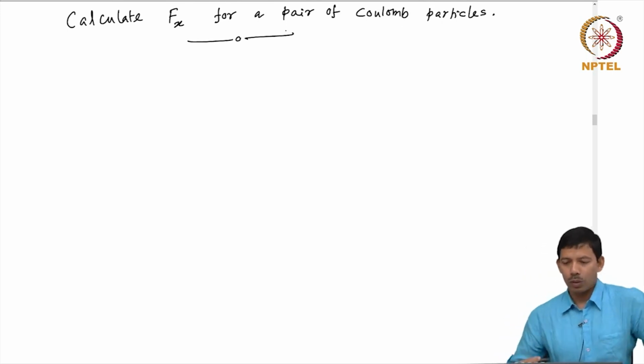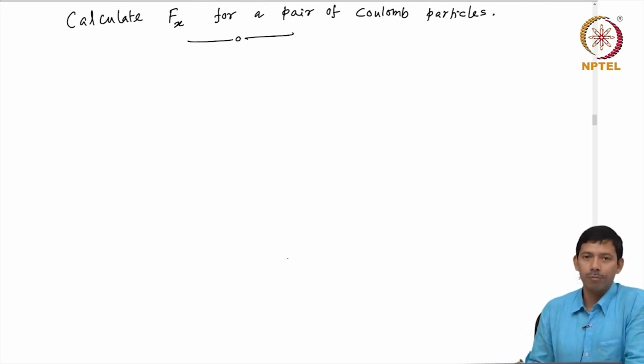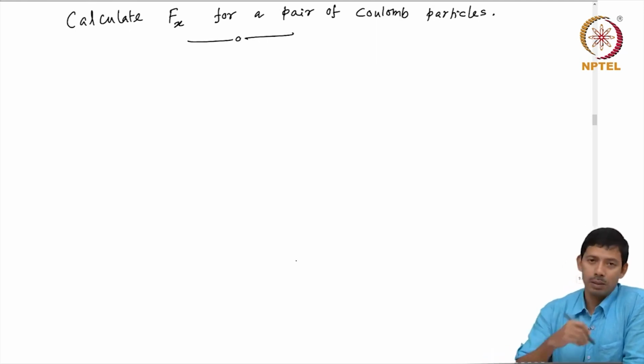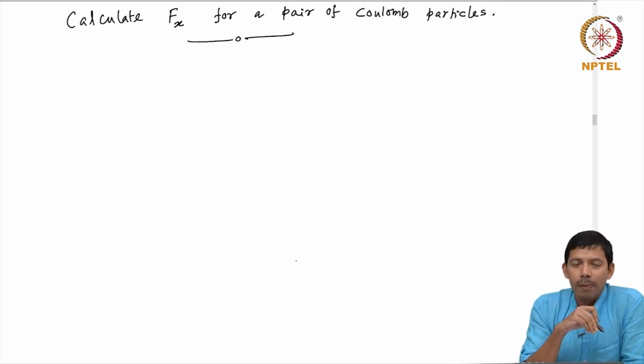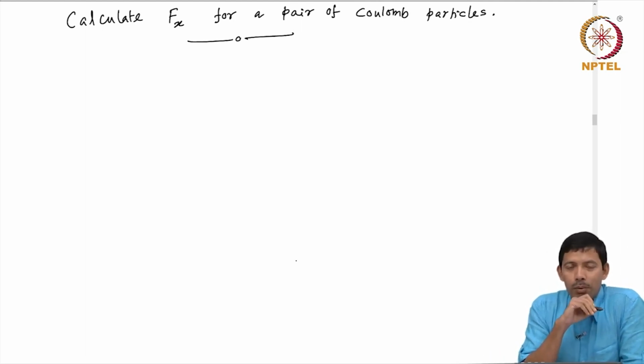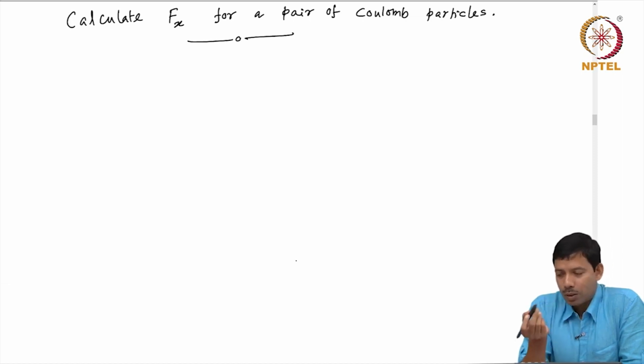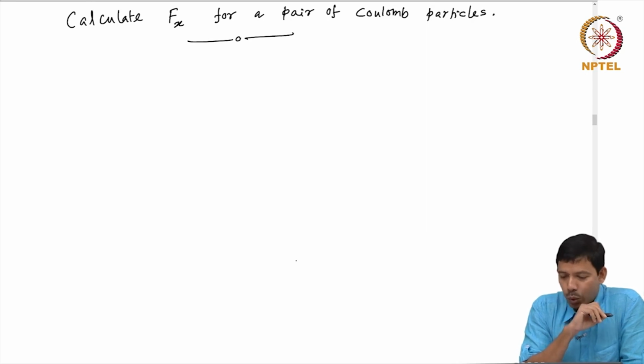Welcome back. So the question was: calculate the x component of force between a pair of Coulomb particles. So what do I mean by Coulomb particles? I just indirectly said that the particles are charged, and when the particles are charged, you calculate their potential by using Coulomb's law. So the particles whose potential can be calculated using Coulomb's law, I call them Coulomb particles. So what would be the force between two such charged particles?